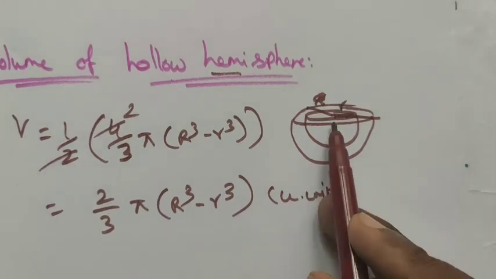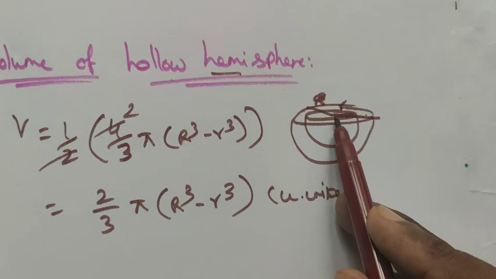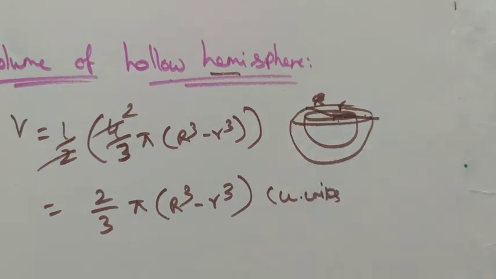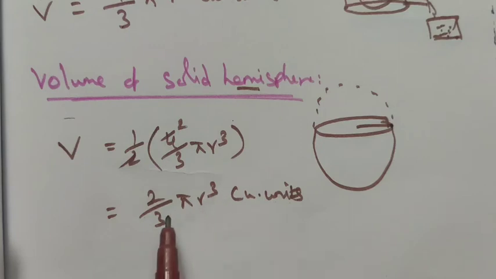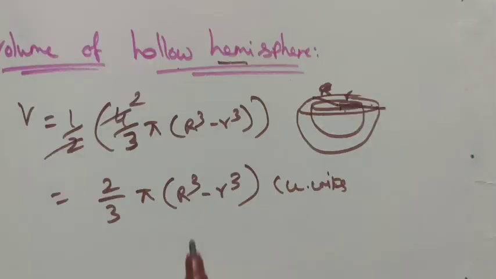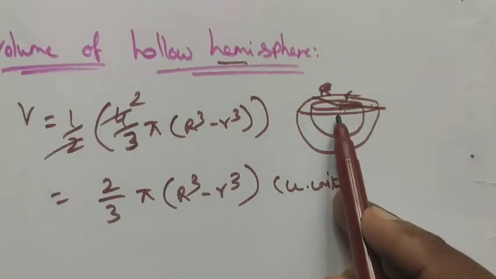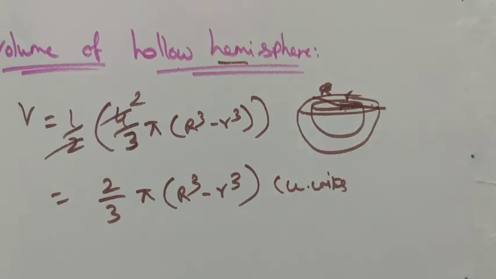Or we can say it is the volume of the outer hemisphere minus the volume of the inner hemisphere. We know the hemisphere formula is 2/3 pi r cube. The outer is capital R, the inner is small r, right? So 2/3 pi into R cube minus r cube, the outer minus the inner hemisphere volume.